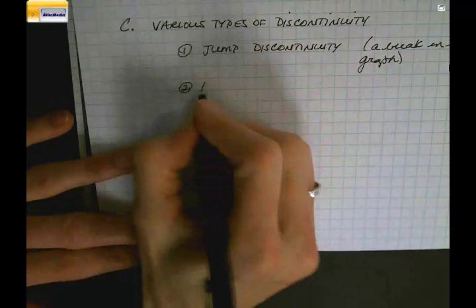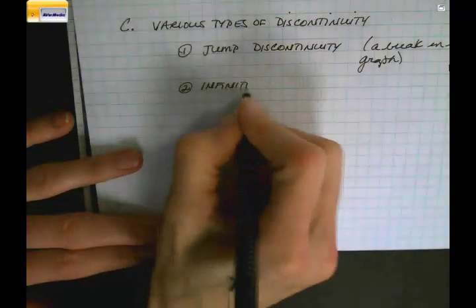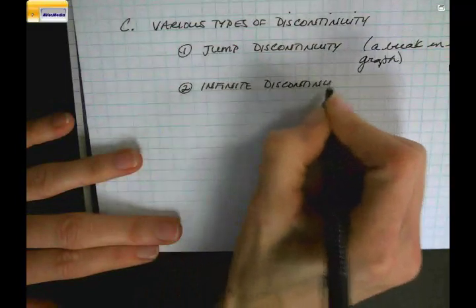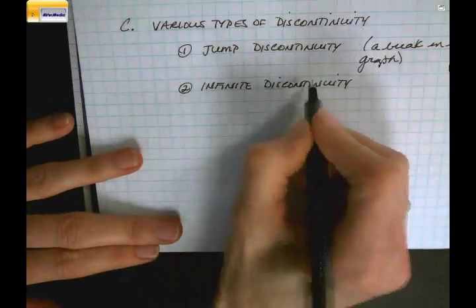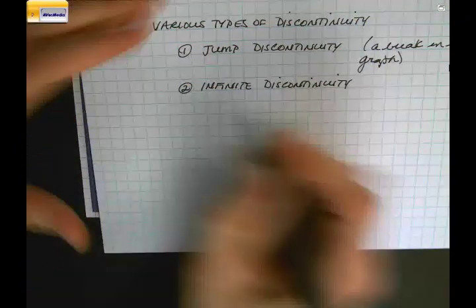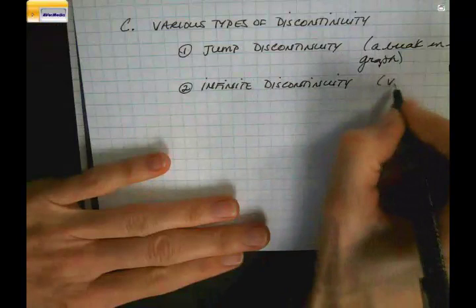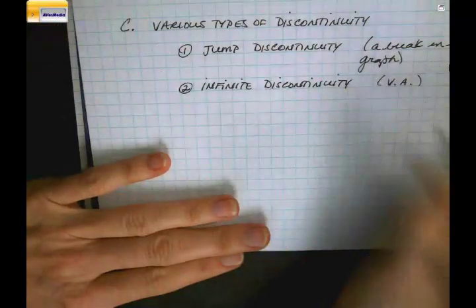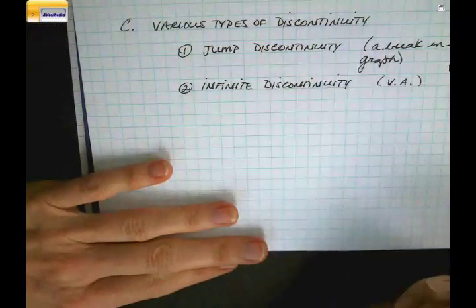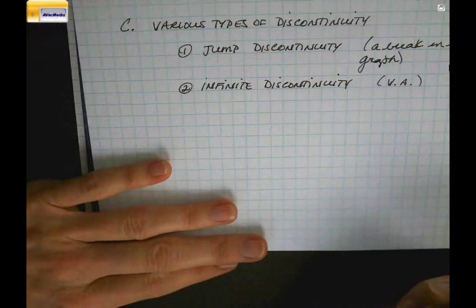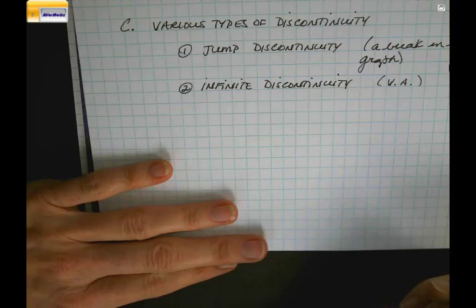What do you think an infinite discontinuity is? There you go. That's a big word. Discontinuity, that's a big word. Infinite discontinuity, there's a bunch of I's in that. Infinite discontinuity is where there's going to be a vertical asymptote. Infinite discontinuity, that sounds really impressive. We talked about infinite discontinuities today.